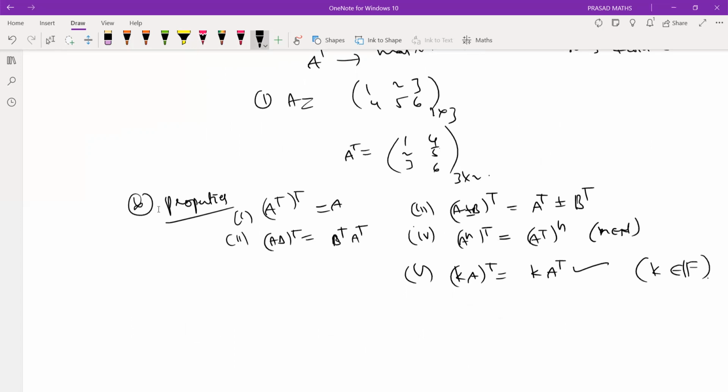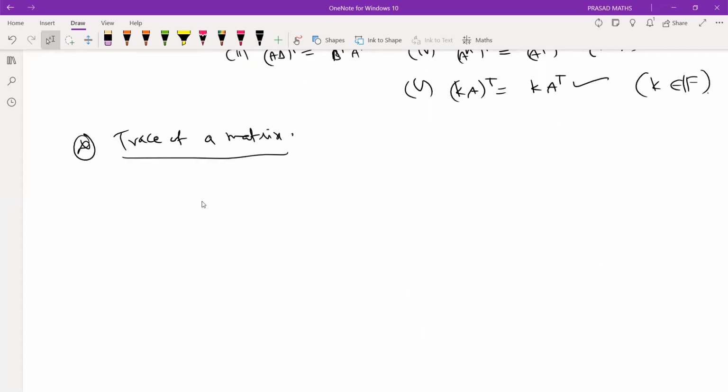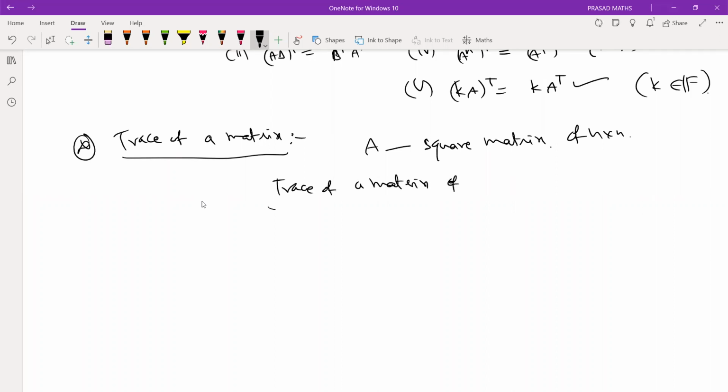Right? Next is trace. What is the trace of a matrix? Suppose you take a square matrix. You should take a square matrix of order n by n. The trace of a matrix A is simply denoted by trace of A, or tr of A.